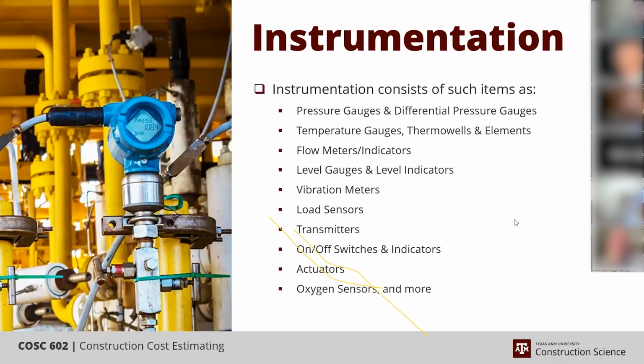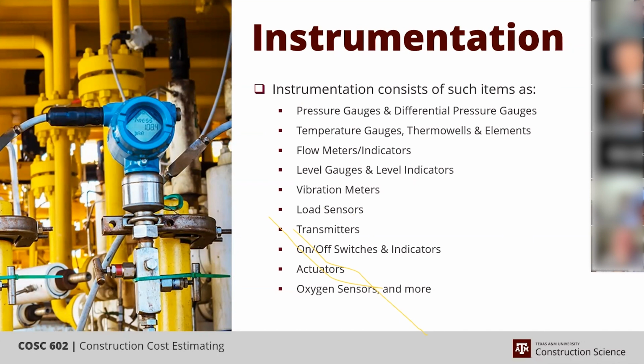So for those of you that aren't too familiar with instrumentation, these are the items that it represents. It can be pressure gauges. It can be differential pressure gauges. So in other words, if you have an instrument that's determining what's the pressure inside of a pipe, it's just telling you you're at 100 psi.